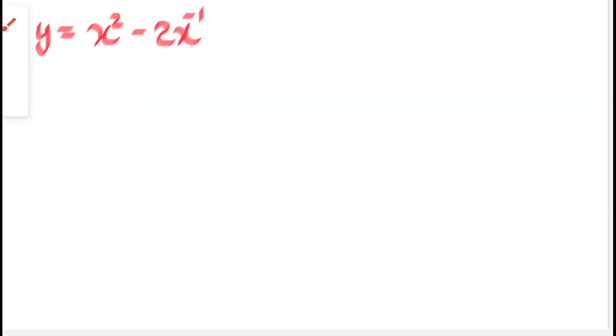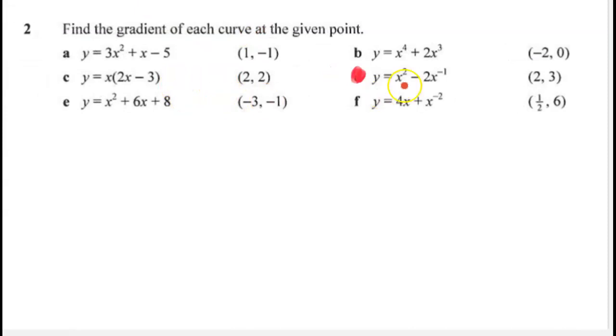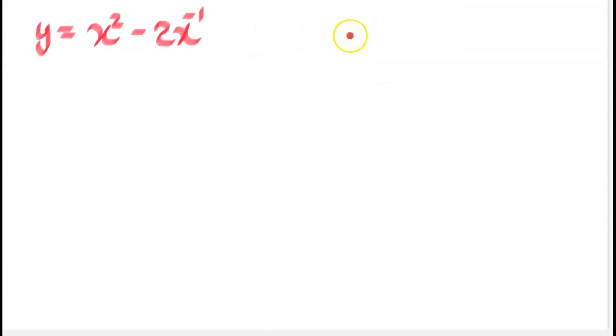Now, in the question it says find the gradient of each curve at the point 2, 3. So I need to find out at the point 2, 3. I just need to focus on the 2. If you put this 2 in this equation, the value of y will automatically be 3, because that's the point on the curve. Now let's have a look.